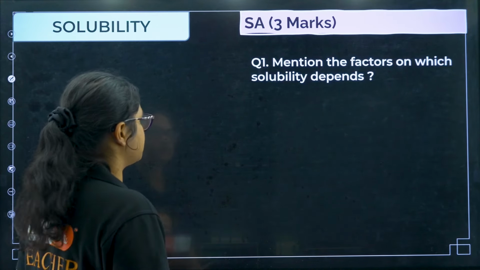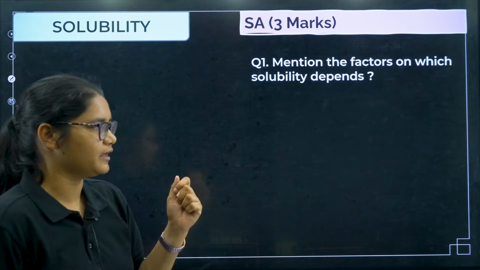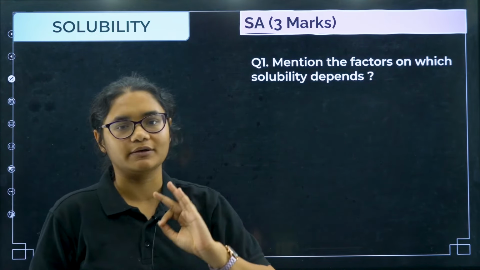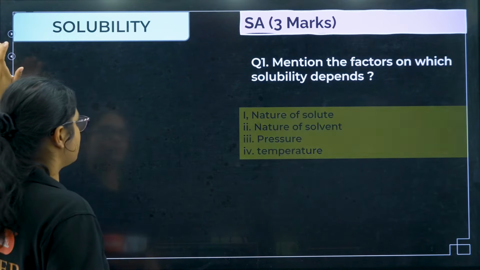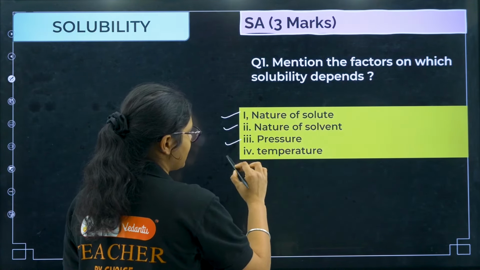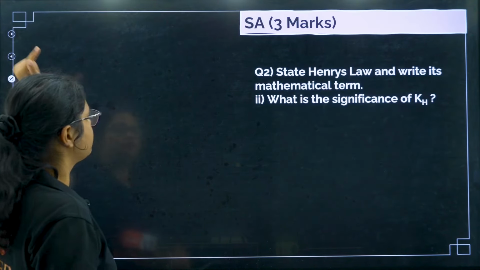Let us see the first question here. Mention the factors on which the solubility depends. Very simple question. If it is a 2 marker question, you have to write 2 points. If it is a 3 marker question, you have to write 3 points. So what are the factors? Nature of the solute, solvent, pressure and temperature. Very simple and easy question. Let's move to the next question.